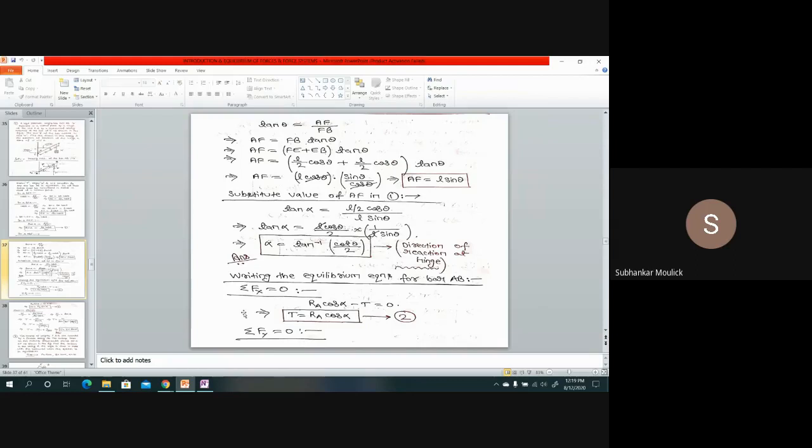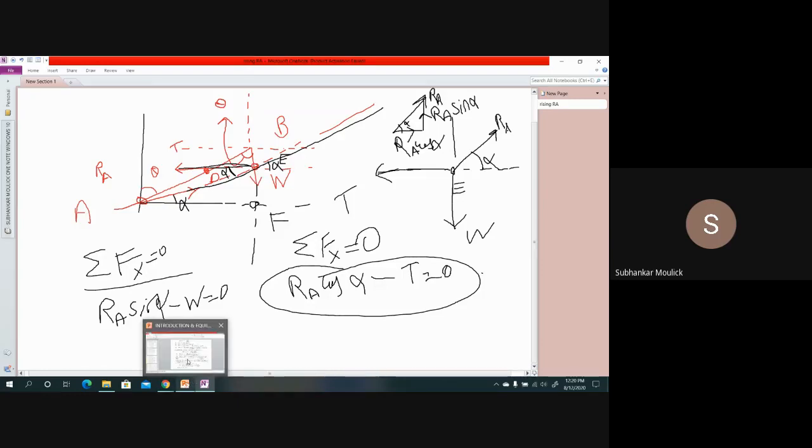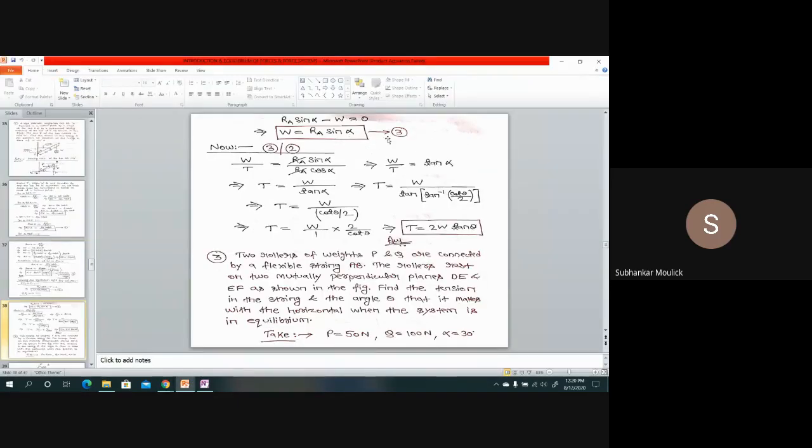Equation number 2. Similarly, I have to write summation Fy equal to 0. What will summation Fy equal to 0 be? RA sin alpha minus W equal to 0. RA sin alpha is acting in this direction. W is acting in negative y direction. So it will be RA sin alpha minus W equal to 0. That means W is equal to RA sin alpha. Equation number 3.